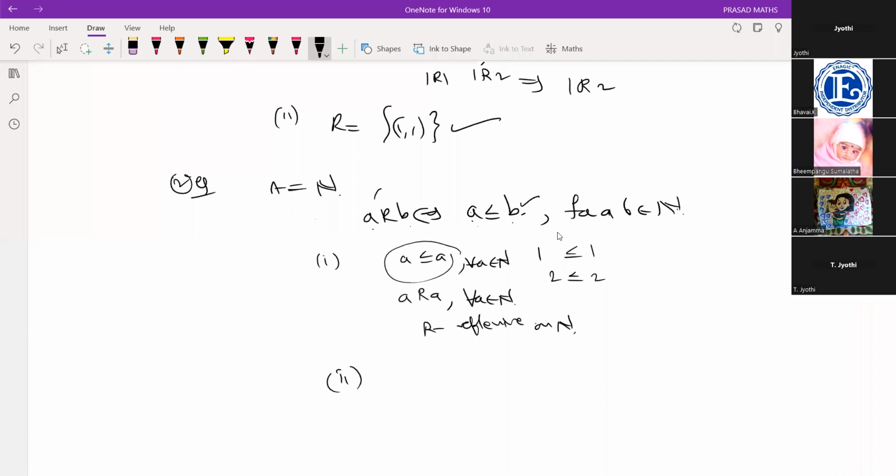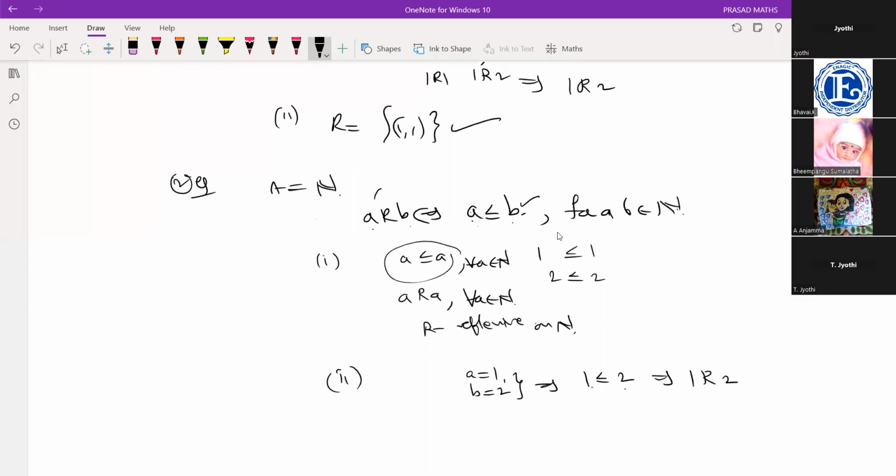No, sir. So if you say no, give a counterexample. You need to provide two elements such that A is related to B, but B is not related to A. I can take A equals 1, B equals 2. So automatically 1 is less than or equal to 2. Therefore 1 is related to 2.